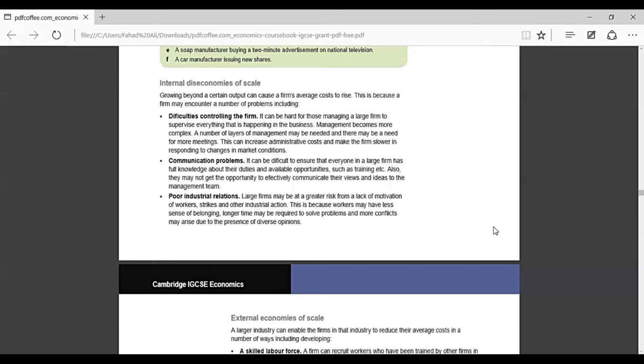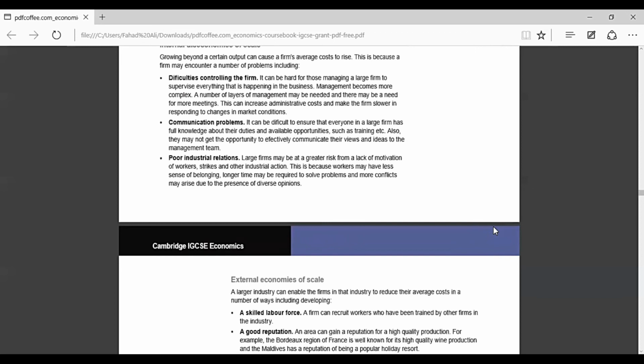Okay. Next is diseconomy of scale. I've already told you diseconomy of scale means those factors which increase the average cost of production of the company, and they are internal to the company.

So that's bad, right? That's bad for the business.